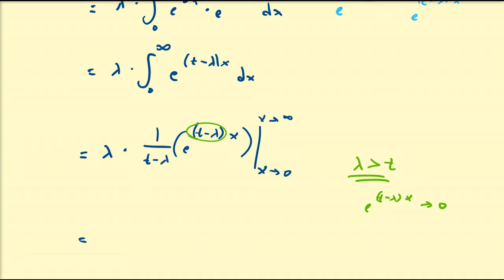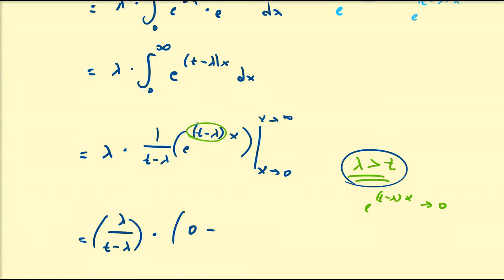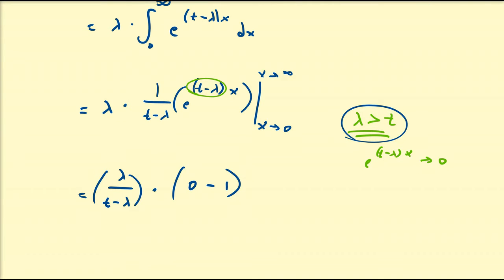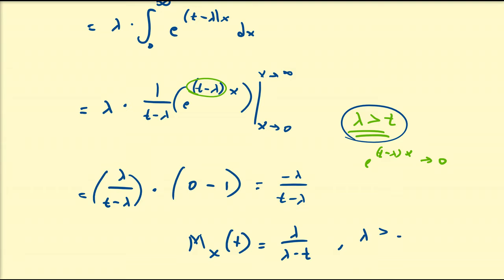So this is going to be equal to lambda over t minus lambda times, so at infinity, we're going to assume this case, so that's going to go to 0, minus, that's going to go to 1. So 0 minus 1 is negative 1. So this is going to be equal to negative lambda over t minus lambda, or equivalently, lambda over lambda minus t. So this is the moment generating function for an exponential random variable, and this is true if lambda is greater than t.